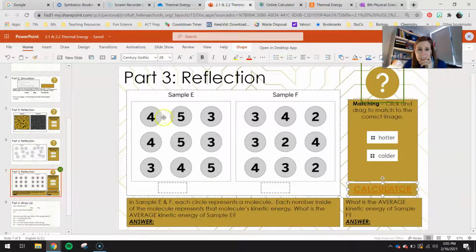Remember, to find the average, you need to add up the sum of all the numbers. In this case, there's 9 molecules each. So add up each of these numbers and then divide by 9 because we added up 9 numbers. Okay, so tell me what is your average, or your temperature, your average kinetic energy for E, and what is it for F, and then tell me which one's hotter and which one's colder.